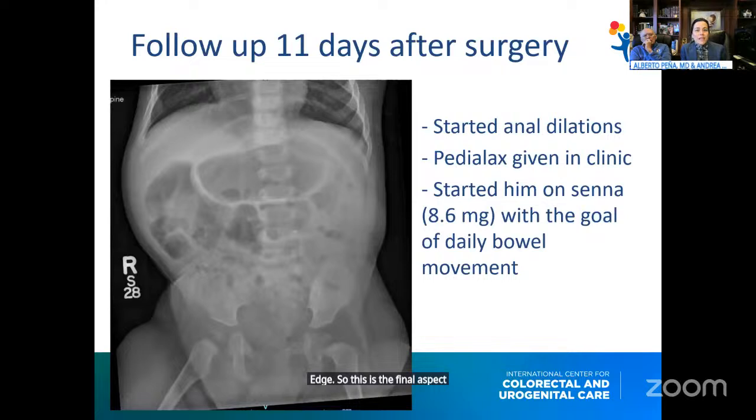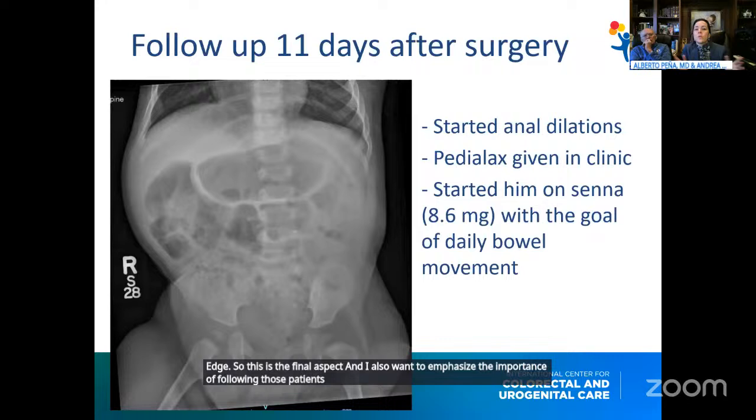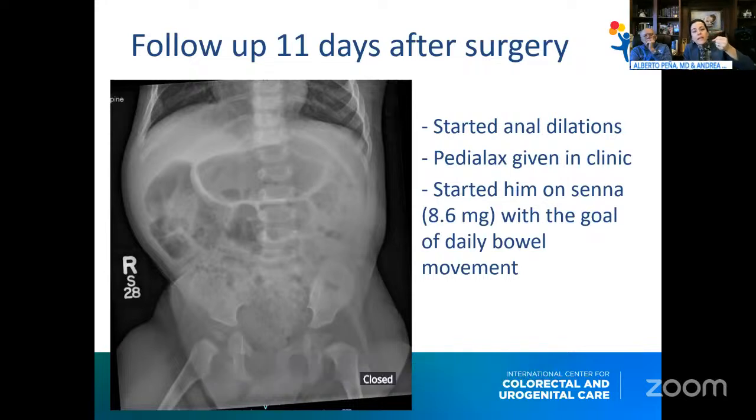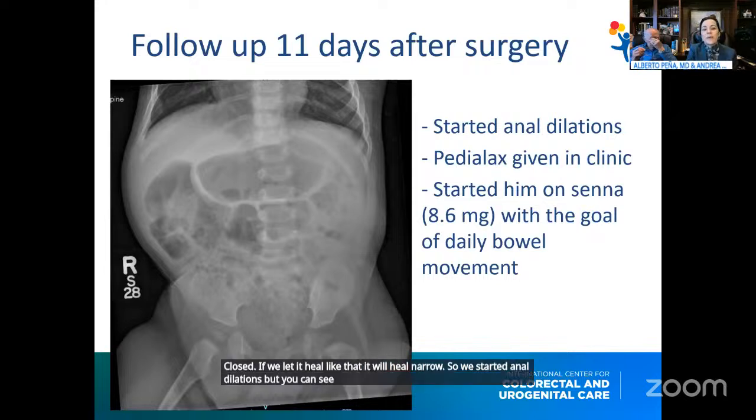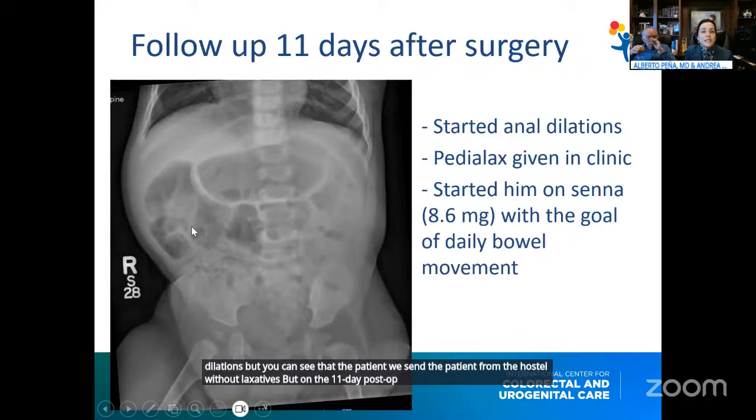And I will also want to emphasize the importance of following those patients. Number one, we always do anal dilations, especially in cases for good prognosis, that when we cut the sutures, the anus is closed. If we let it heal like that, it will heal narrow. So we started anal dilations, but you can see that we sent the patient from the hospital without laxatives. But on the 11th day post-op, you can see the patient is already showing signs of severe constipation.